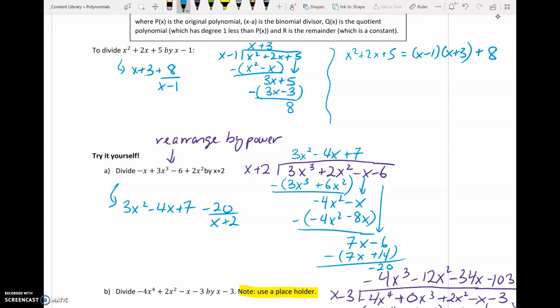Now you can try B on your own. It is a fairly hard question. I probably won't ask you something this hard on a test, but if you know how to do this, then you can do the other ones easily.